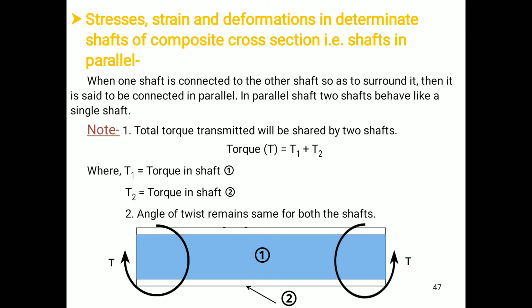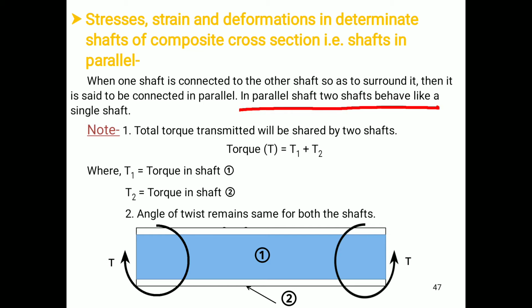So, what does it mean? Composite cross-section is nothing but shafts connected in parallel. Two shafts of different material are connected parallel to each other and it will work as one unit. So the definition is as follows. When one shaft is connected to the other shaft so as to surround it, then it is said to be connected in parallel. In parallel shafts, the two shafts will behave like a single shaft or as a single unit.